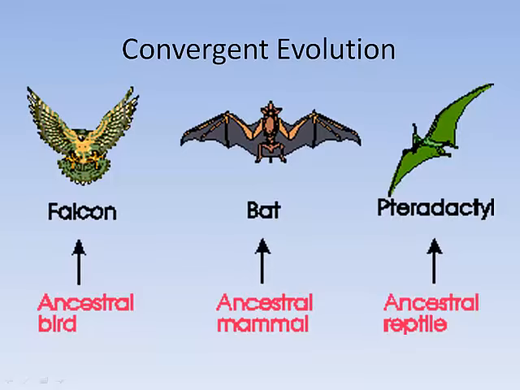Another example of convergent evolution would be to look at a bird, a bat, and a pterodactyl. All three of these animals are adapted to flight, so they have very similar body plans, but they all evolved from very different ancestors: birds, mammals, and dinosaurs.